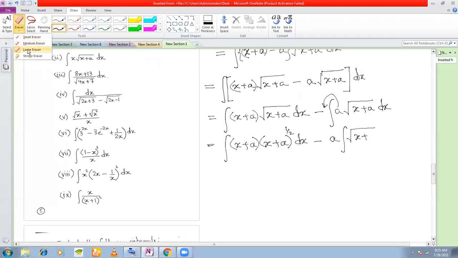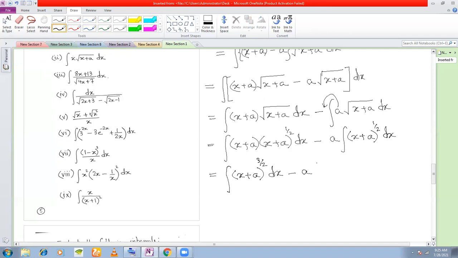And you can write root x plus a as (x plus a) to the power of half. So this integral, (x plus a) to the power of half, you can add the powers here. So this becomes (x plus a) to the power of 3 by 2 dx, minus a integral (x plus a) to the power of half. Now how do we integrate this?